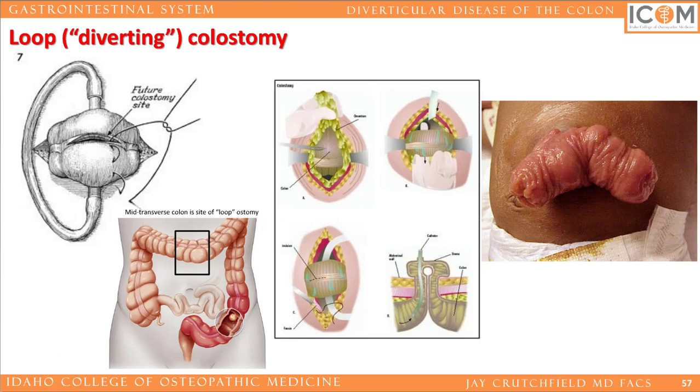The purpose of this diverting loop colostomy is basically temporary, to allow the patient to have bowel movements without causing a bowel obstruction secondary to the distal sigmoid stricture or distal sigmoid obstruction caused from stricture or cancer.